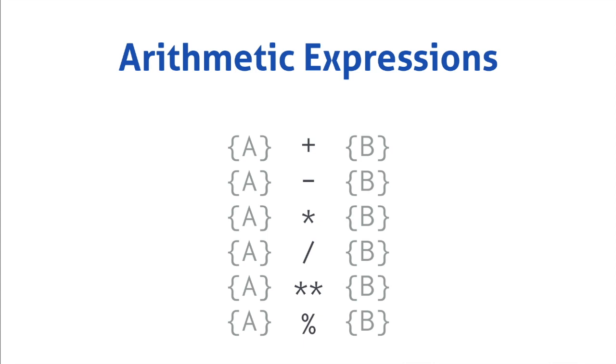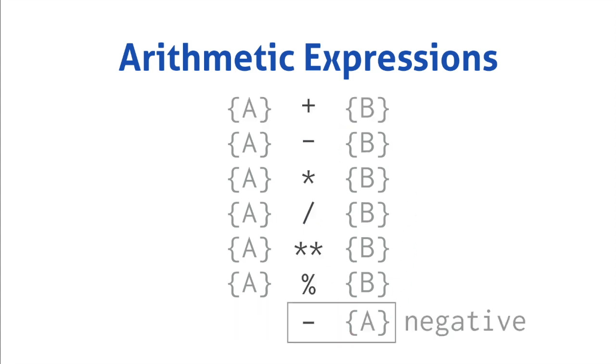And in case of all of these arithmetic expressions, Python's expecting one sub-expression on the left-hand side and one sub-expression on the right-hand side. But there's also the negative arithmetic operator, where the value of this expression is -1 times the value of expression a. And it only expects one sub-expression on its right-hand side.